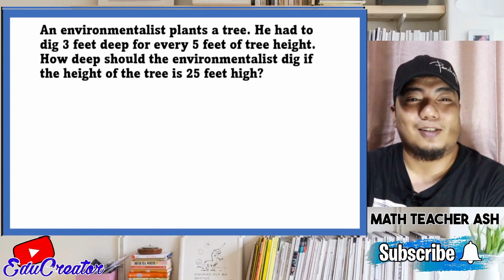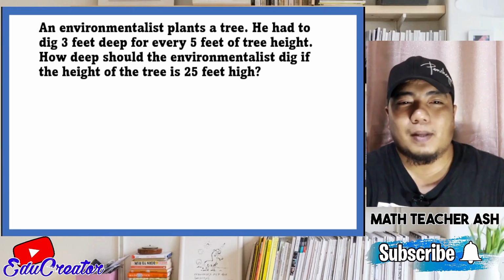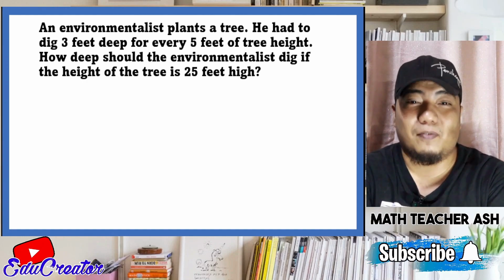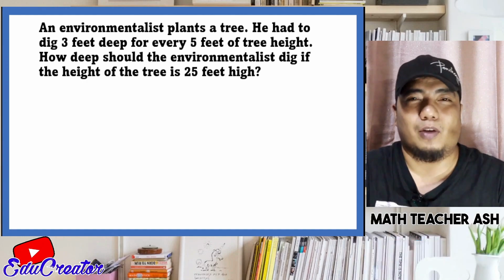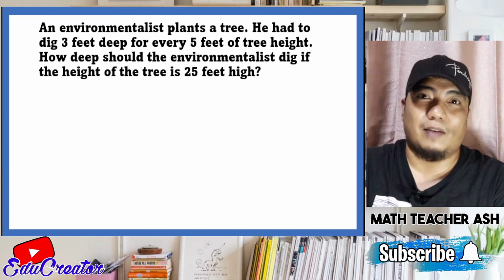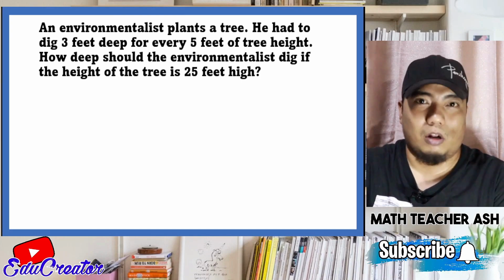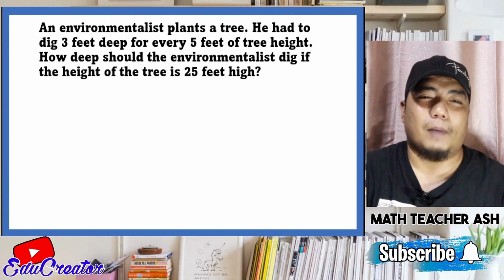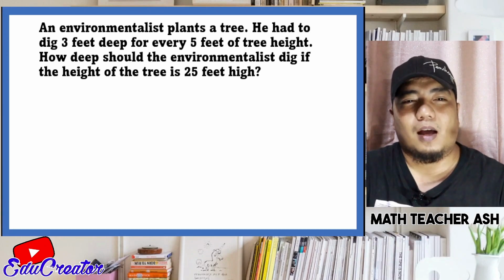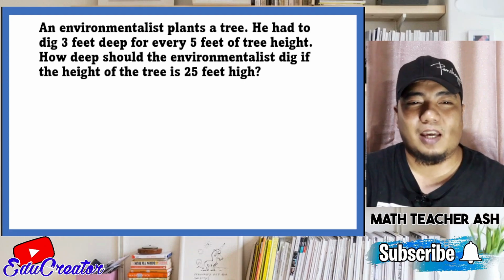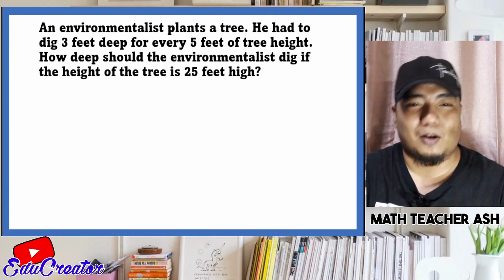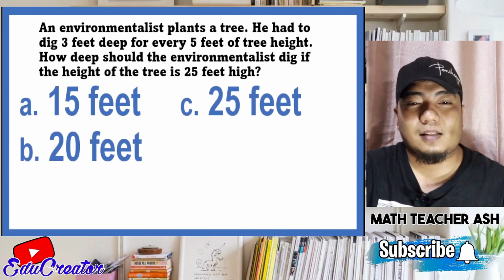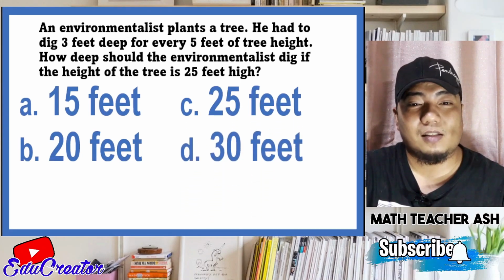Now, let's go to the third question. An environmentalist plants a tree. He had to dig 3 feet deep for every 5 feet of tree height. So if you have a tree that is 5 feet tall, you need to dig 3 feet deep. How deep should the environmentalist dig if the height of the tree is 25 feet? Is it A, 15 feet, B, 20 feet, C, 25 feet, or letter D, 30 feet?